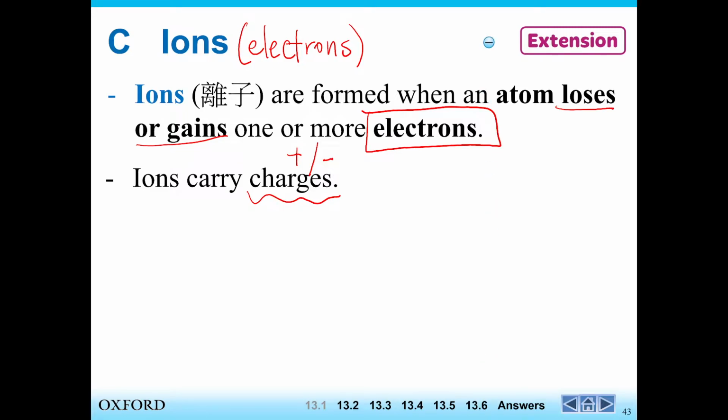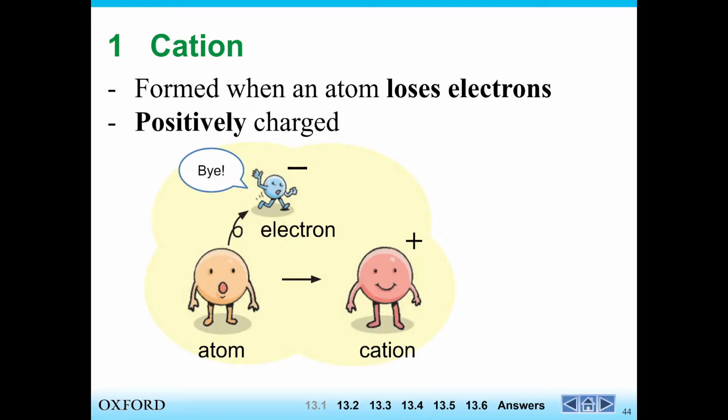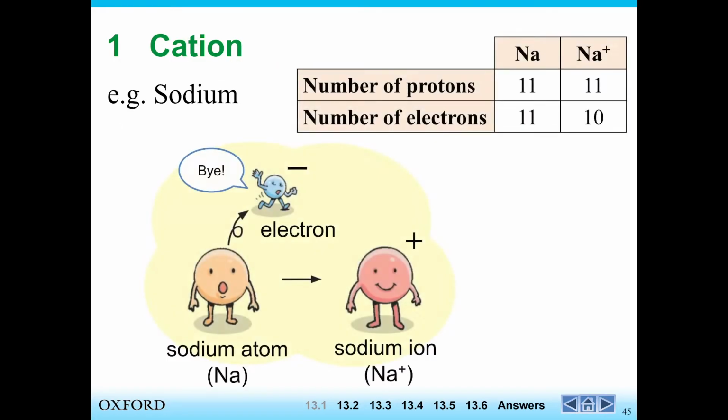So let's see some examples. The first type of ion is called a cation. Cations are what we call positive ions. This happens when an atom loses electrons. When you lose an electron, we get a cation. Cations, as I mentioned, are positively charged. So what actually happens? Let's look at a situation here.